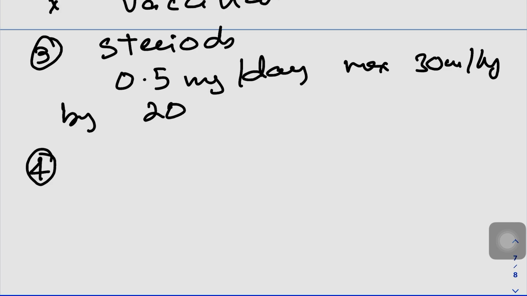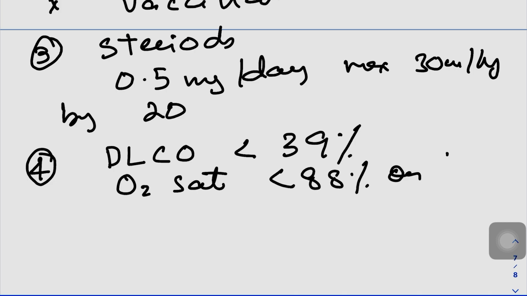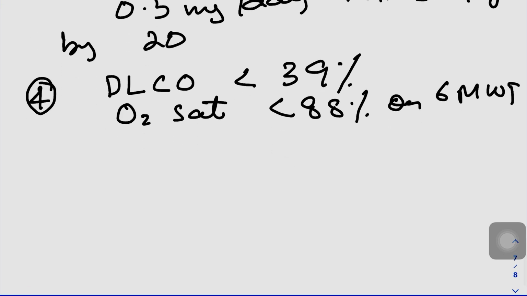And if still patient is progressing towards severe respiratory failure, we can send patient for lung transplantation with the similar criteria as the other ILDs have. DLCO of less than 39, oxygen saturation of less than 88% on 6-minute walk test, or FVC is declining more than 10% within 6 months.